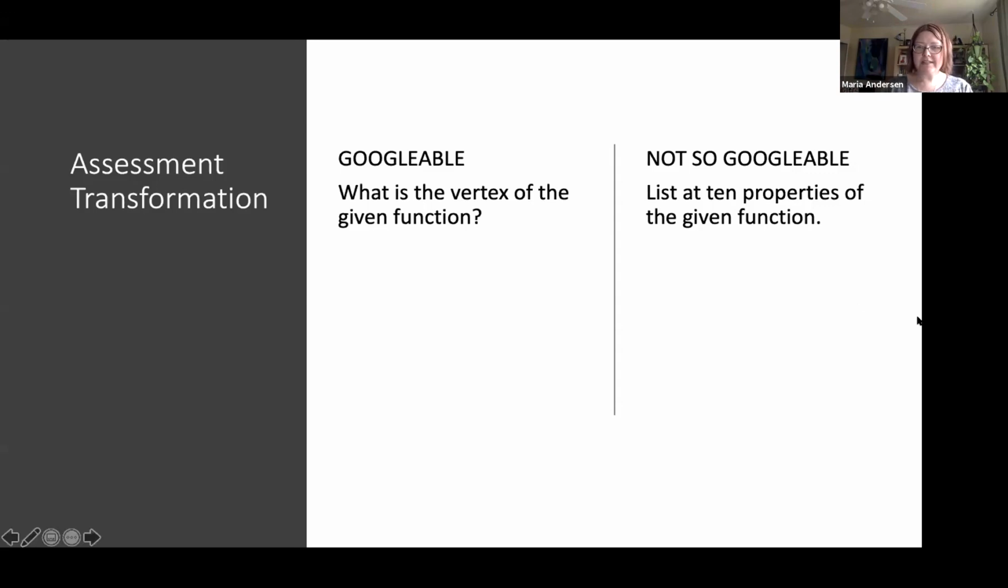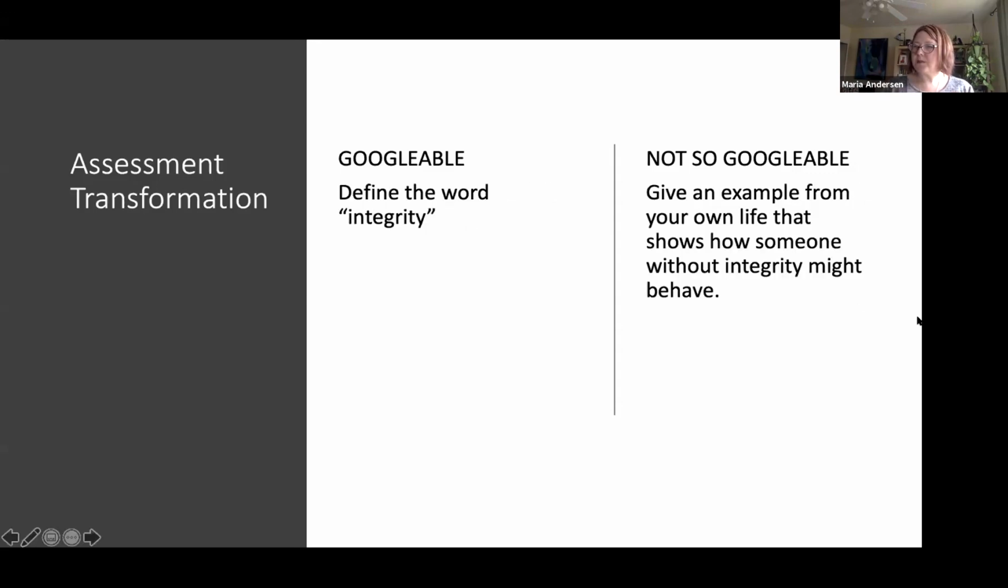So that's one example. Another example is with things like definitions, like say the Googleable question was define the word integrity. The not so Googleable question is give an example from your own life that shows how somebody with integrity or without integrity might behave. So now we're applying the definition instead of knowing the definition, right?